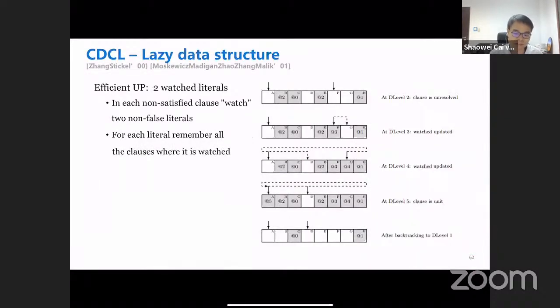Now we are going to see the heuristics in the CDCL algorithm. The first one is the lazy data structure, also known as watched literals. When we profile a SAT solver program, we find that most of the time, nearly more than 80% or even 90%, is occupied by the UP procedure. So we need to find an efficient way to implement UP.